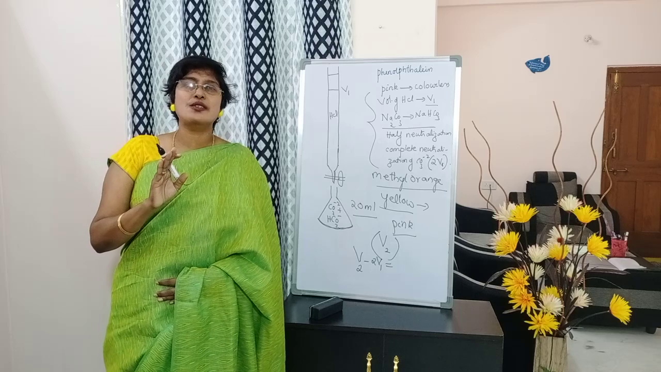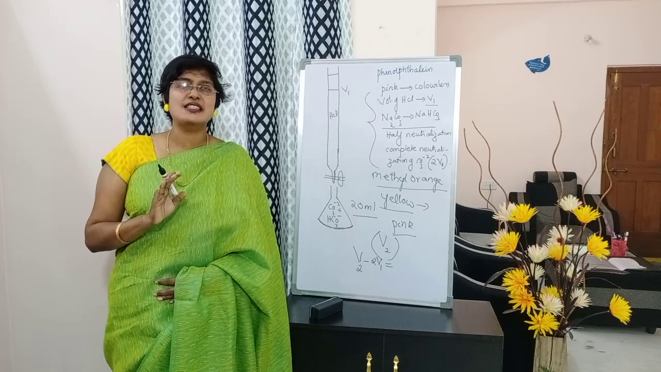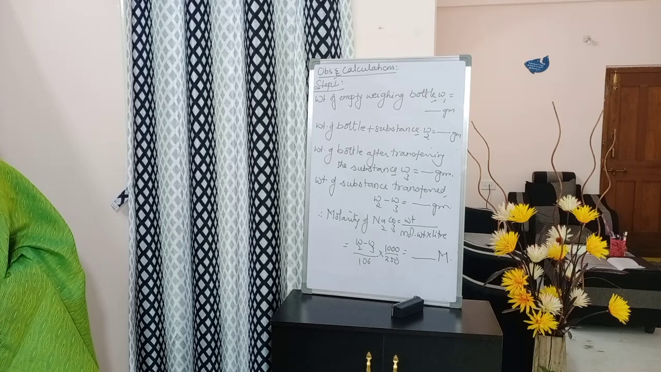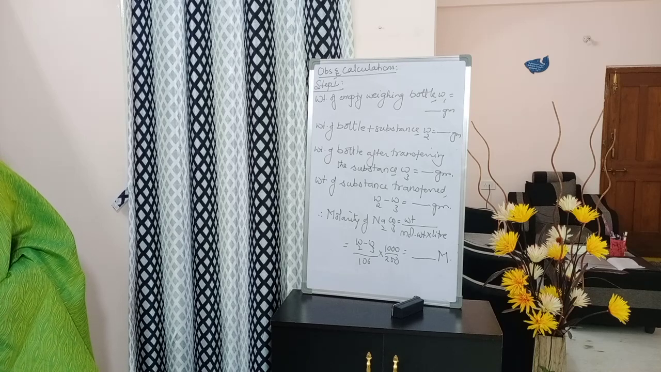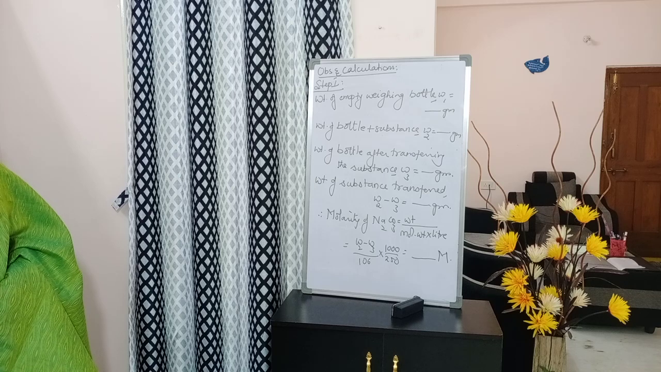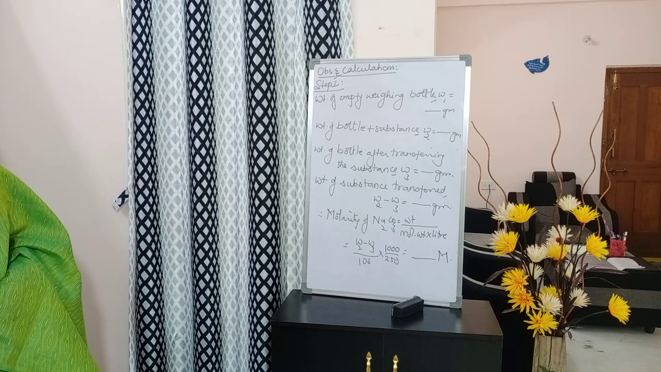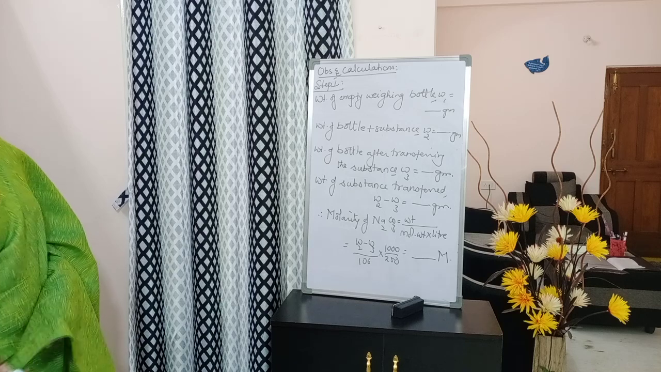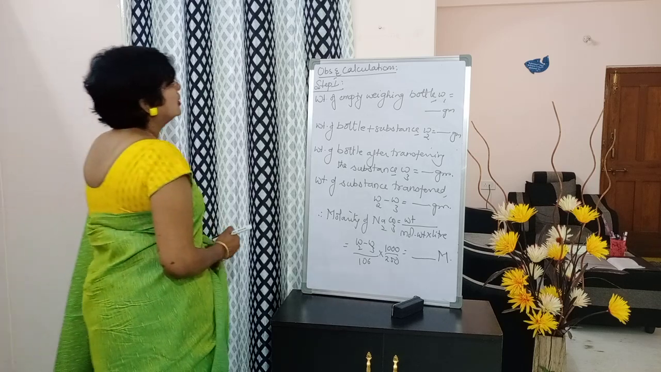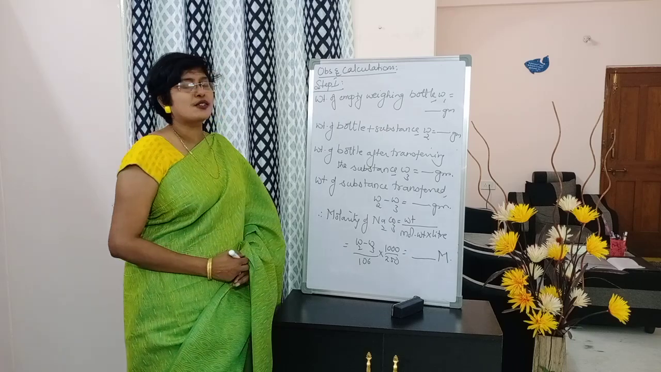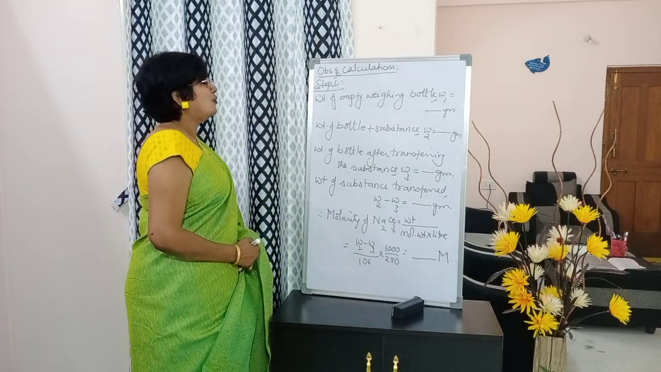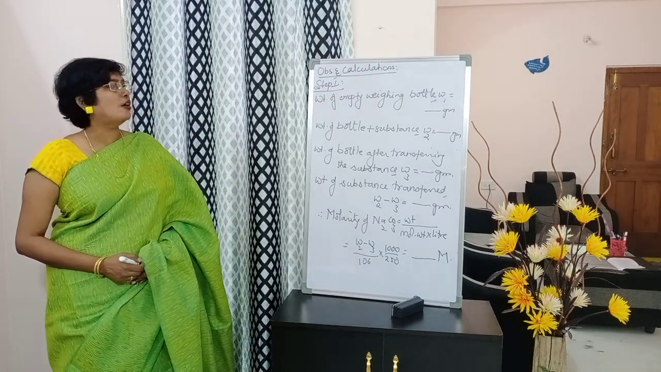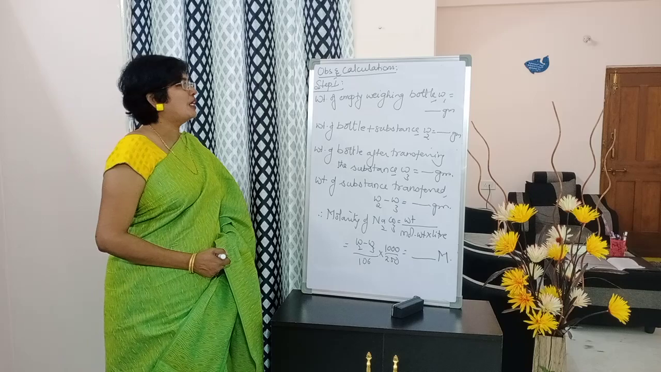Okay. Next, what should we write? We should write observations and calculations. So put the side heading, students: Observations and calculations. Step 1. Weight of empty weighing bottle, W1 equals to dash grams.